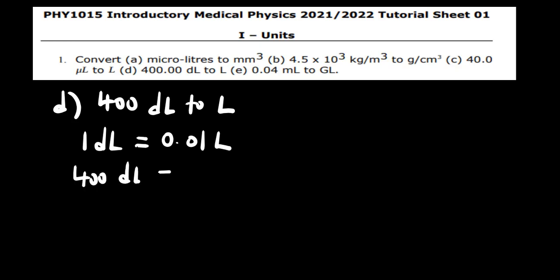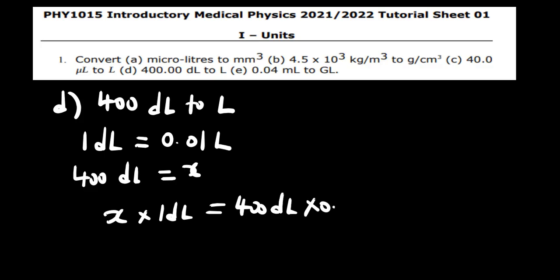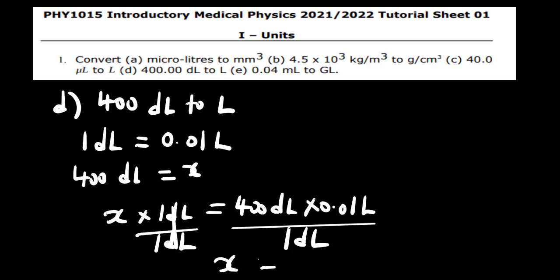Okay, so now we're trying to convert 400 deciliters to liters. Let's say this is x, so we're going to do the same. We're going to cross multiply. So x multiplied by 1 deciliter is equal to 400 deciliters multiplied by 0.01 liters. Allow me to divide by 1 deciliter on both sides. Therefore our x is going to be, the deciliter and the deciliter cancel, so 400 multiplied by 0.01 liters is just going to give us 40 liters.